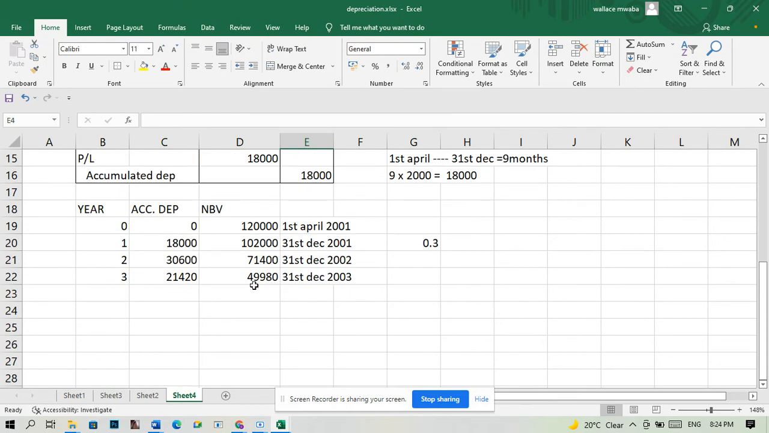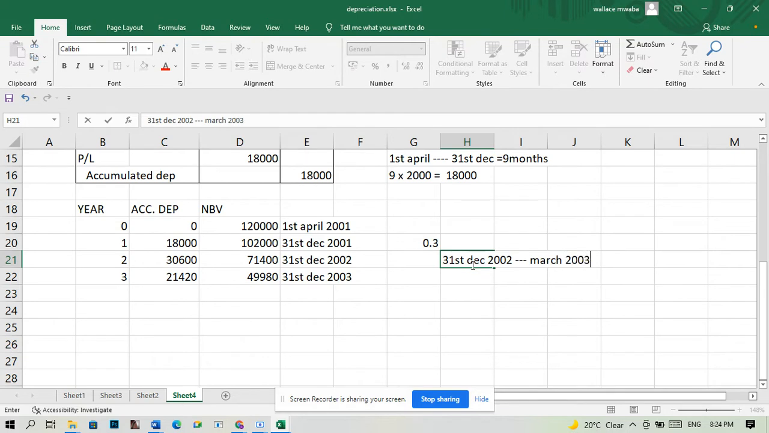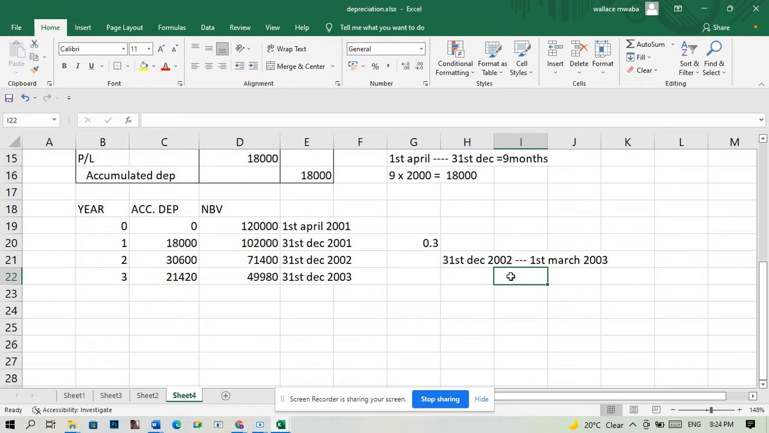So we're going to make the adjustment for March. From 31st December 2002 to March 2003, we have to see how many months are in between. To 1st March, there's January, February, so only 2 months.